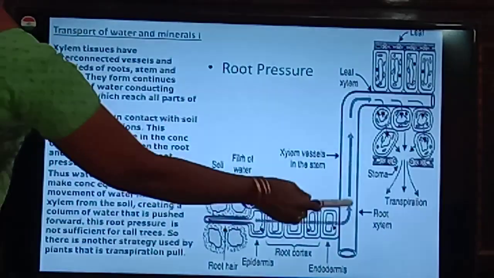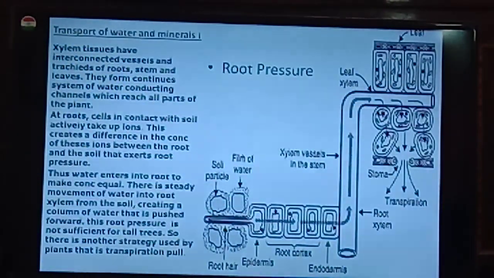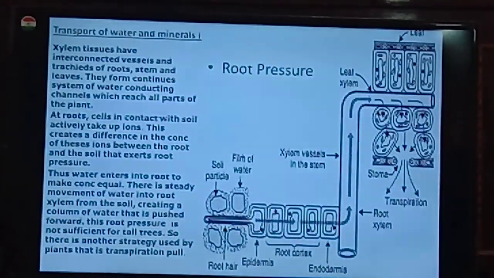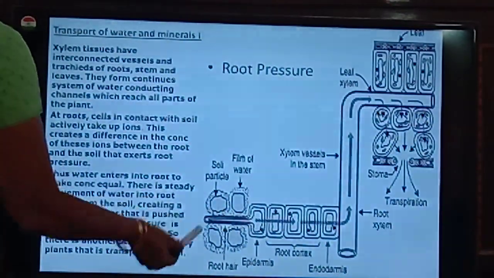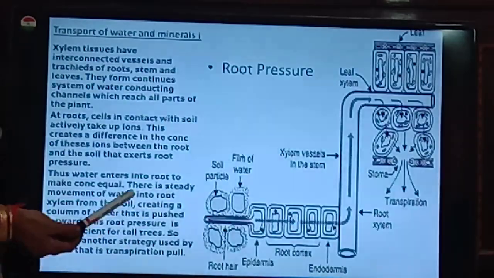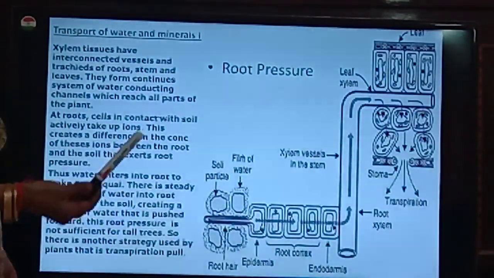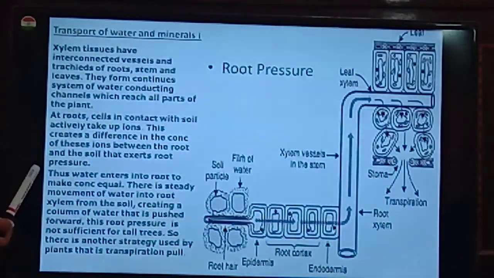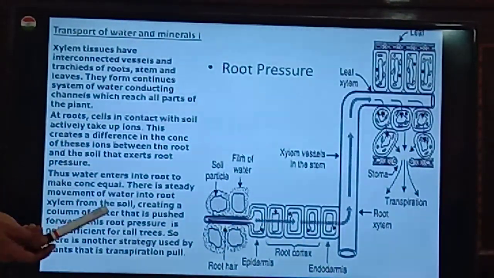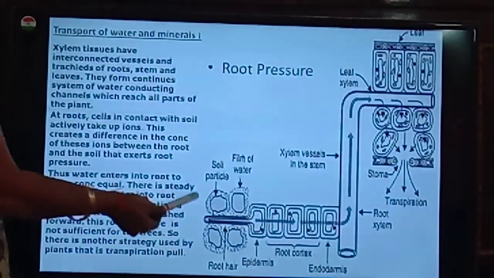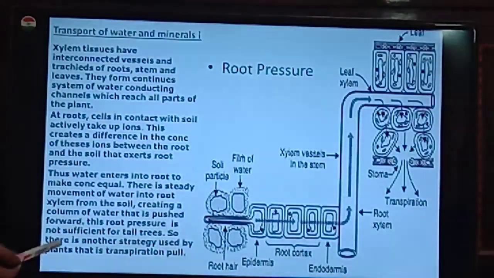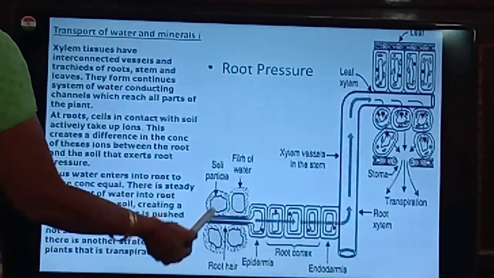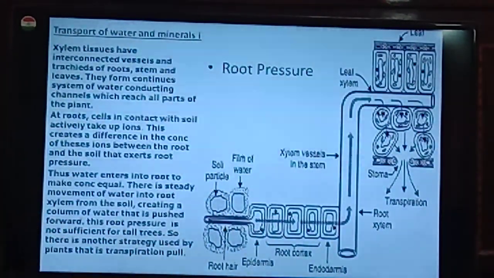They form a continuous system of water conducting channels, due to which water reaches all the parts of the plant. So for this taking up of water from soil, which part of the plant is nearer to the soil, what is in contact with the soil? Obviously it is the root. The root is in direct contact with the soil. So here the root hair helps in taking up water and minerals.